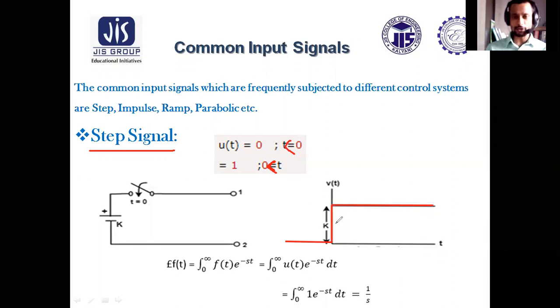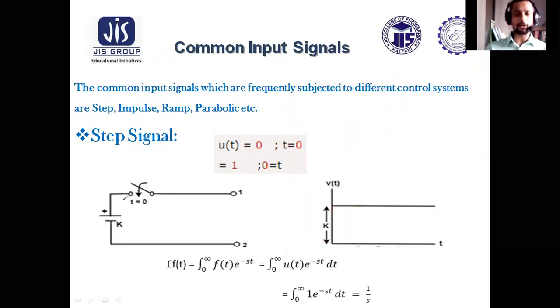But if k equals 1, then it will be termed as unit step function. So in control system analysis, we will be working with unit step function, because if system response for unit step function is known, then you could analyze that particular system for any magnitude of step response.